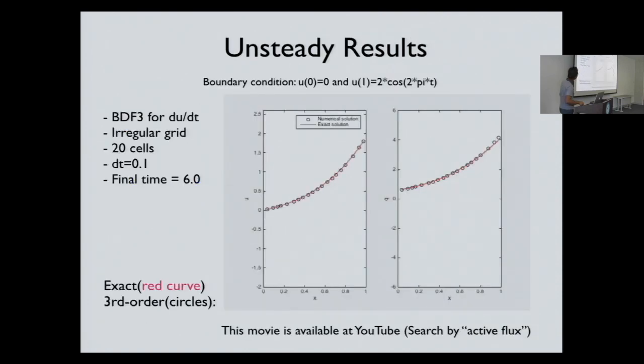And there's an unsteady problem. I applied this third order scheme with BDF3, the third order BDF scheme. The boundary condition is given at the left, where the solution is fixed, and on the right, the solution changes in time. And this is an irregular mesh with 20 cells, delta t 0.1 and final time 6. The exact solution is represented by the red curve, and circles are the third order accurate cell averages. So this is a movie. This movie can be found on YouTube. If you search Active-Flux, you can find a couple of movies.